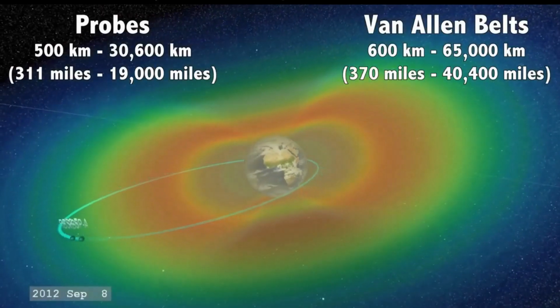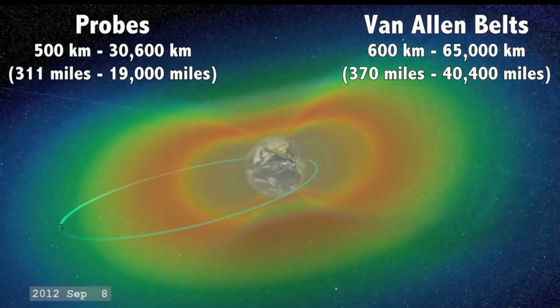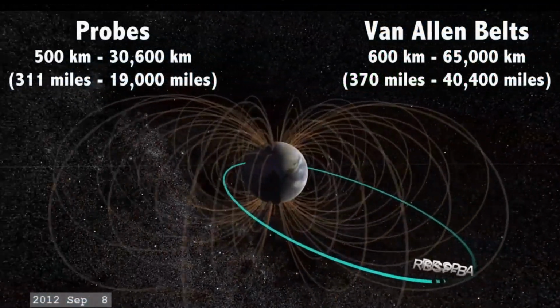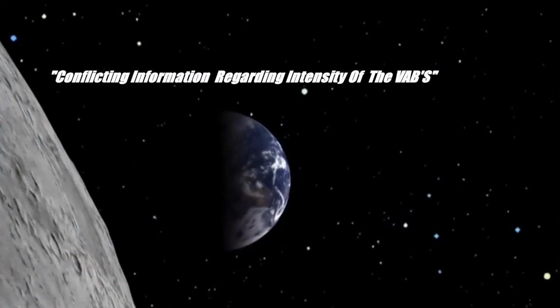Within Earth's magnetic field, these charged particles are now influenced by Earth's magnetic north and south poles, traveling along magnetic field lines. Hence, the Van Allen belts are in constant flux and form one of the many pertinent factors to consider when sending manned missions through this area. Conflicting information regarding intensity of Van Allen belts.